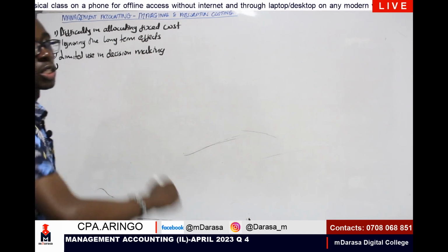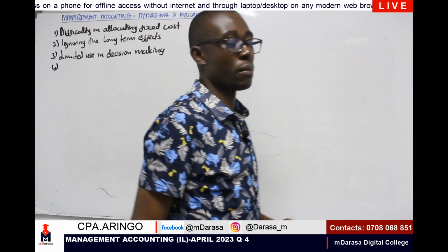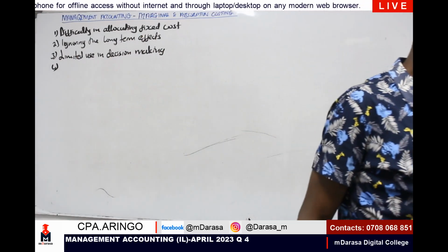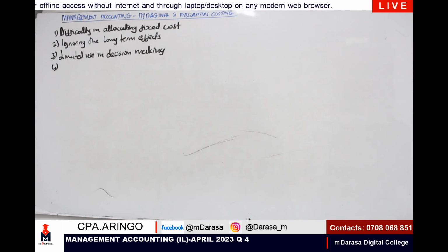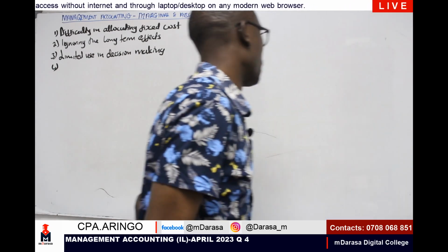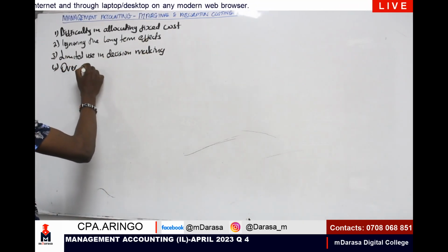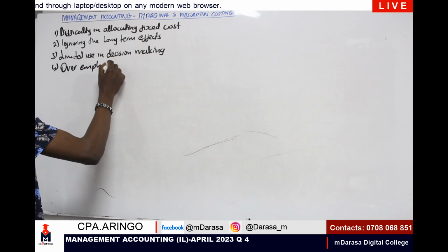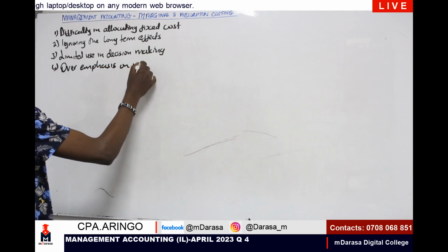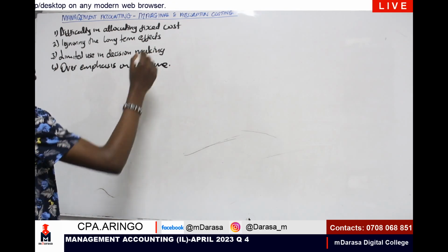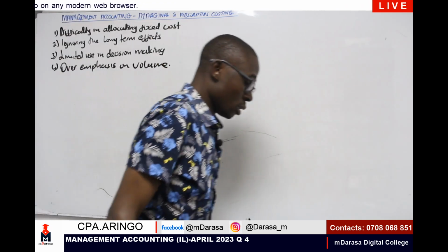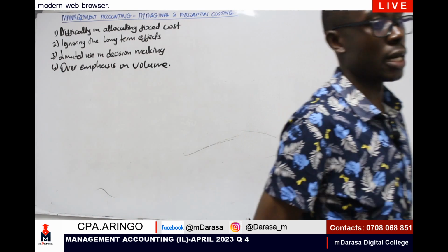Talk about limitation number 4, my good students, of marginal costing. Of course, you can talk about overemphasis on volume. And how is this a limitation?